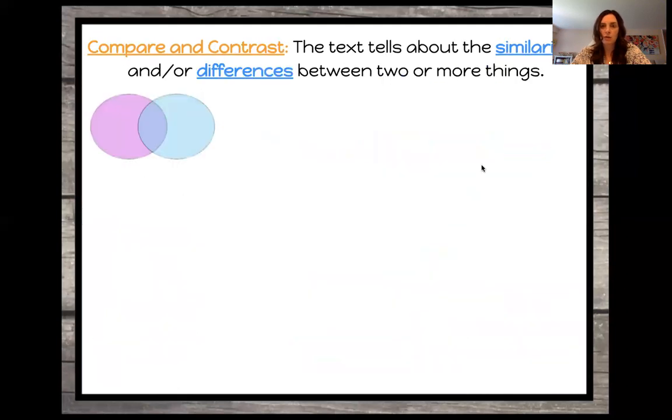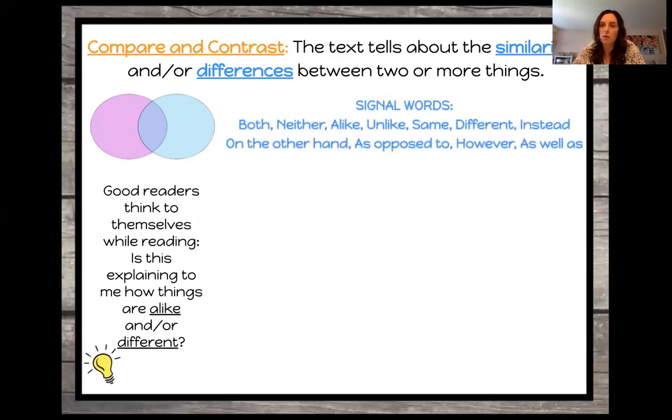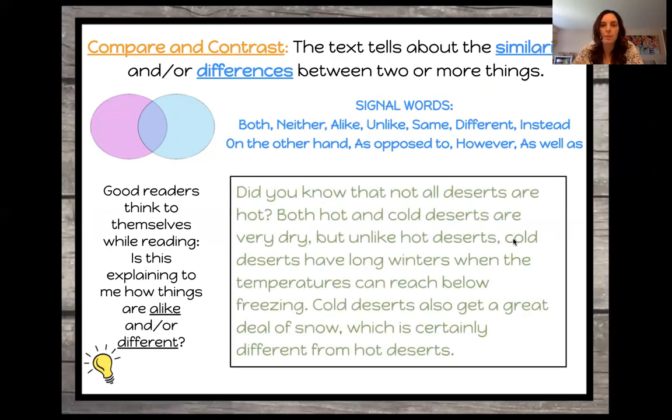The last text structure that we are going to look at is compare and contrast. In a text that compares and contrasts, it tells about the similarities and differences between two or more things. So you think to yourself while you're reading, is this text explaining to me how two things are alike or different? The signal words for this type of text, of compare and contrast, are both, neither, alike, unlike, same, different, instead, on the other hand, as opposed to, however, and as well as. Let's look at an example.